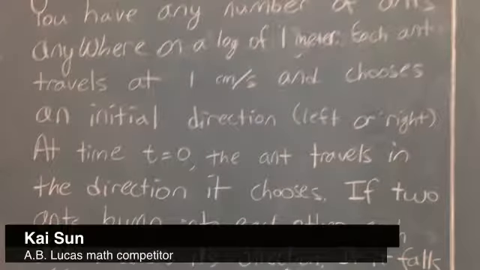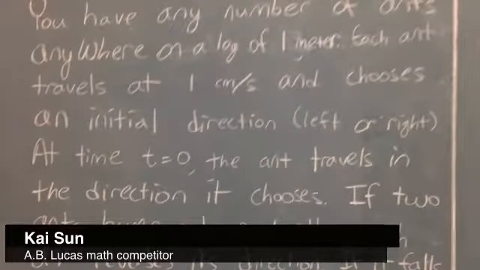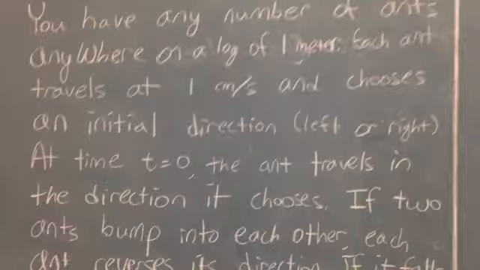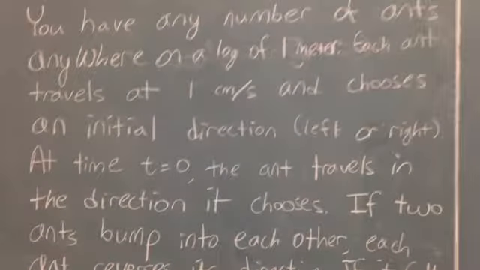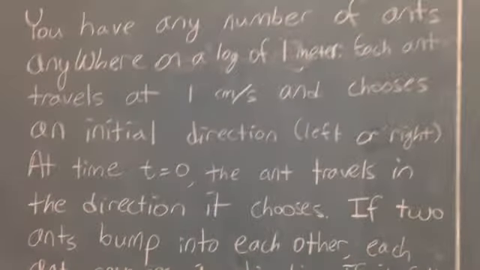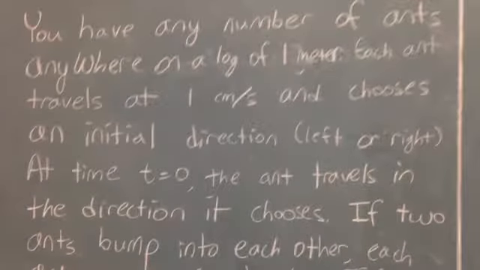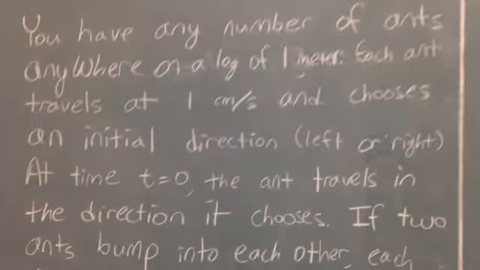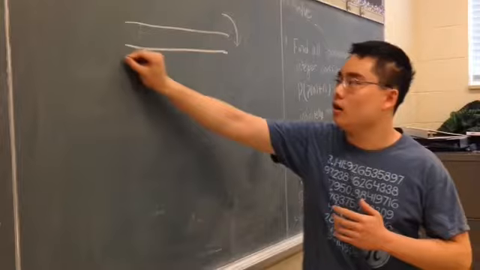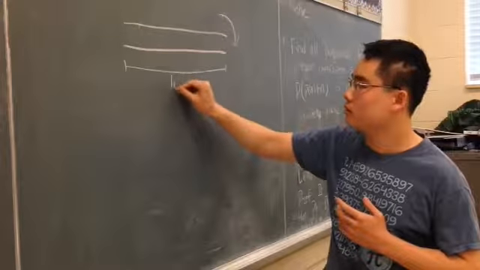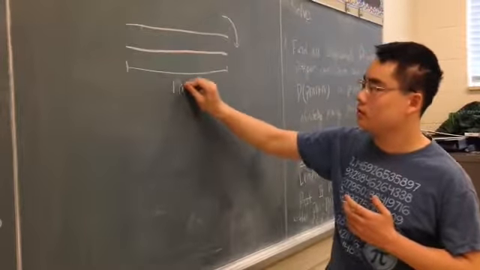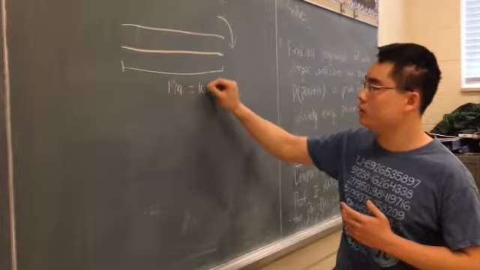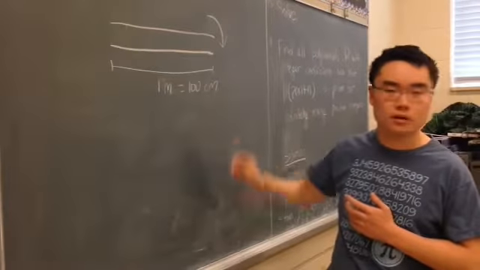Okay. So you have to prove that after 100 seconds, all the ants have been caught. So basically, you just want to prove that after 100 seconds, all the ants have fallen off the log. But the log is 1 meter, which is equivalent to 100 centimeters.